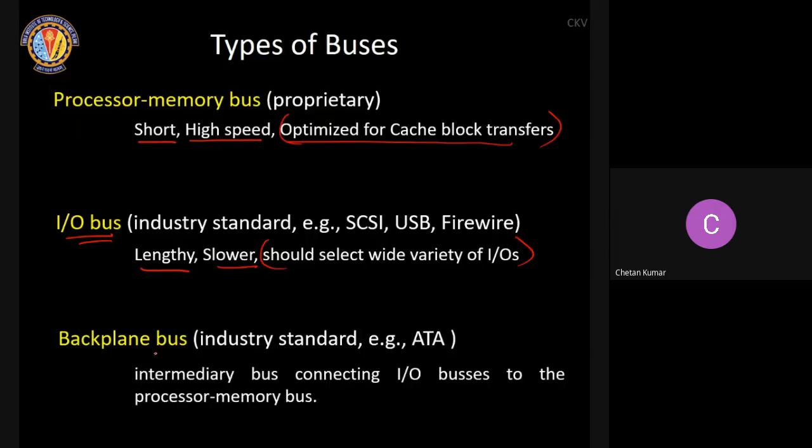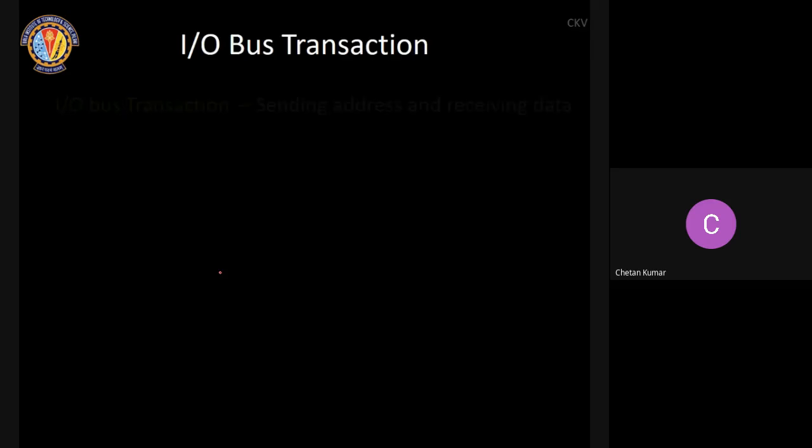And then you have the backplane bus, which is basically an intermediary bus which connects the IO bus with the processor memory bus. They are not independent of each other. There will be some kind of interconnection between the processor memory bus and the IO bus, which they call the backplane bus. Again, there is an industry standard for this. It's not proprietary and not separate for each one.